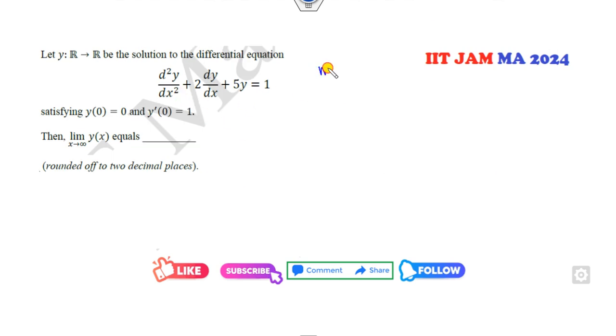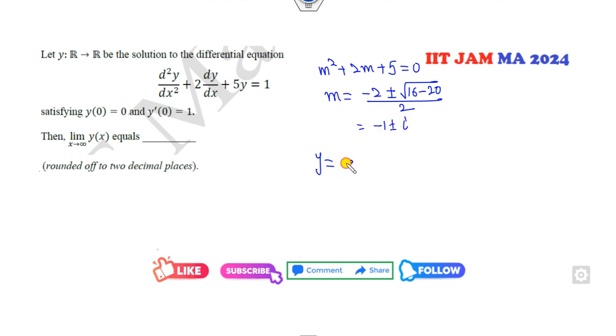Okay, look at this one. This is very simple. I can simply solve this equation. So it will be 0. m will be minus 2 plus minus the square root of 16 minus 20, over 2. So minus 1 plus minus i. So your solution will be e raised to power minus x times c1 cos x plus c2 sin x plus yp. What is the yp? So it is 1 over 5. Whenever it's a constant, you have to take the coefficient of y.